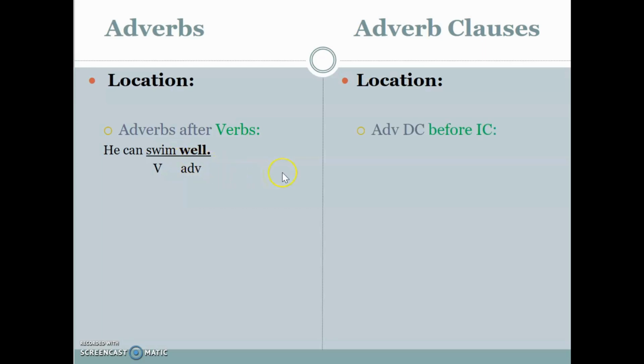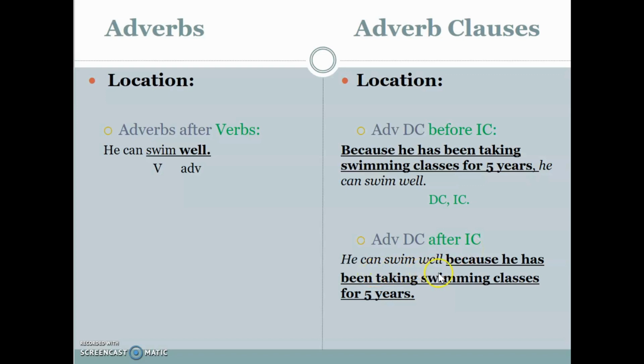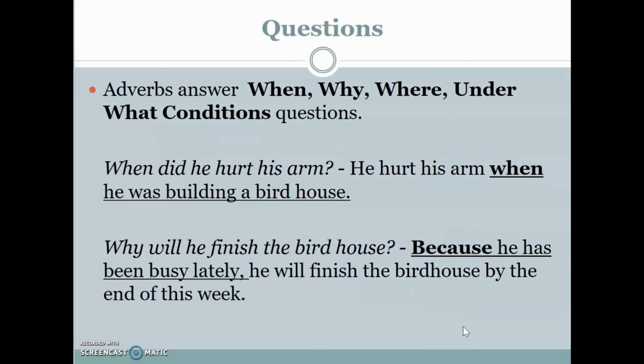Adverb clauses are located either before the independent clause, for example, because he has been taking swimming classes for 5 years. This is an adverb-dependent clause. He can swim well. It's located before the independent clause, he can swim well. And I'm sure this formula, DC, IC, looks familiar to you. And it can also be located after the independent clause. He can swim well because he has been taking swimming classes for 5 years. And again, this formula, IC, DC, should look familiar to you.